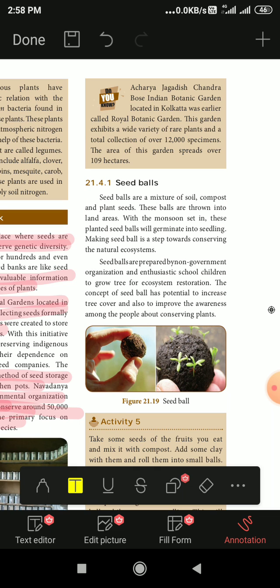So wherever we travel, when we throw these seed balls, they will grow automatically during the monsoon season only. We used to throw these because the vegetation will be balanced and the ecosystem will be balanced.